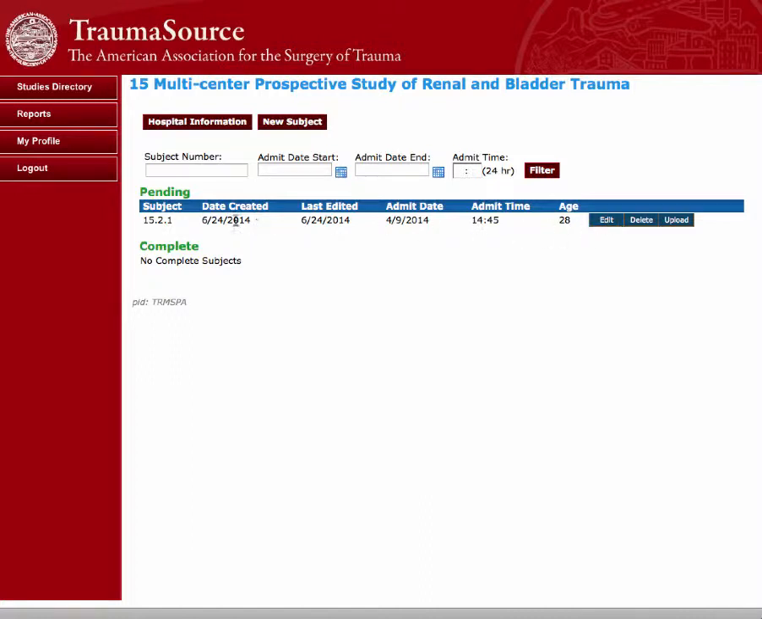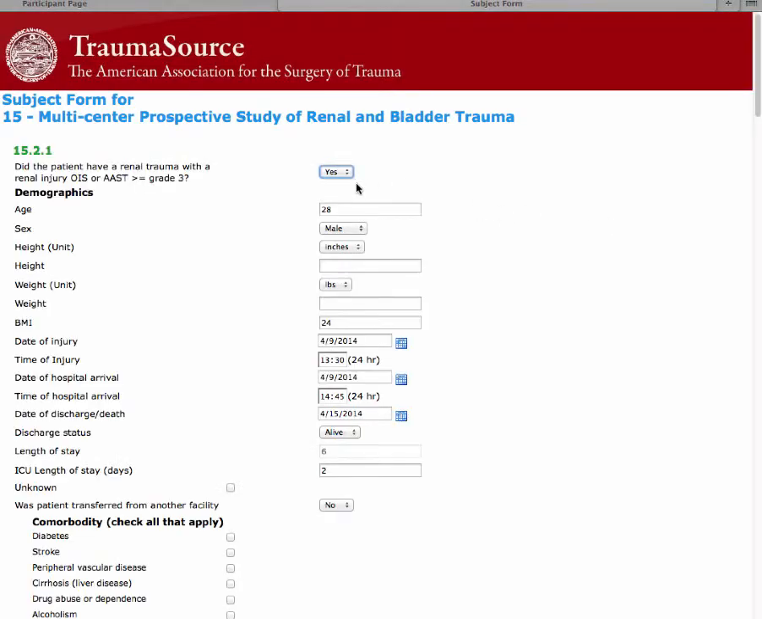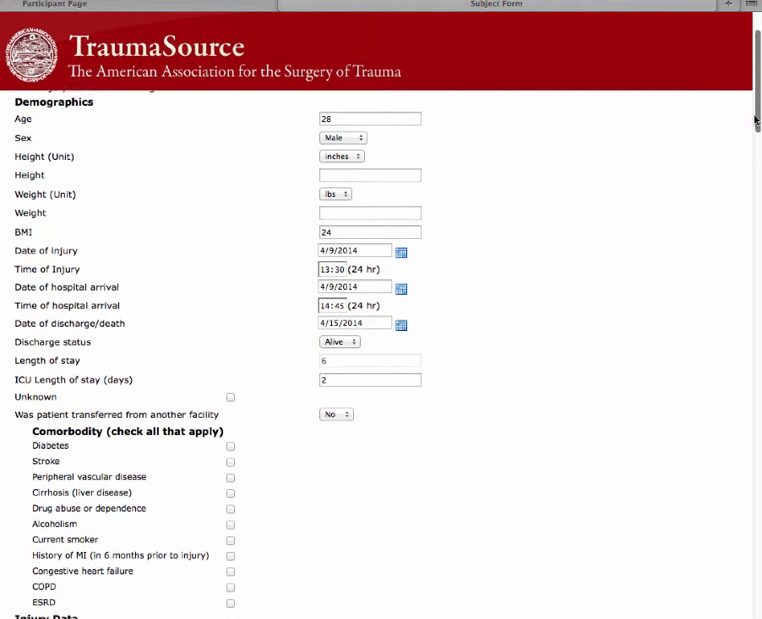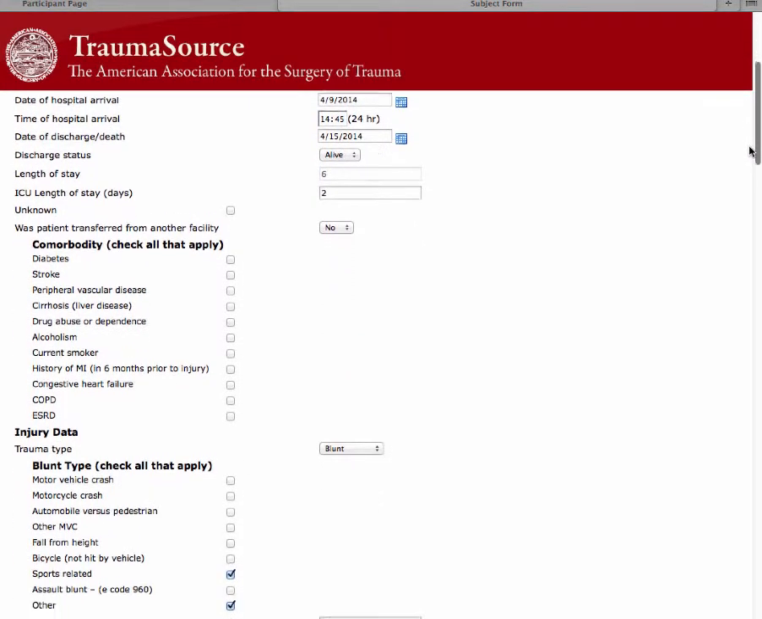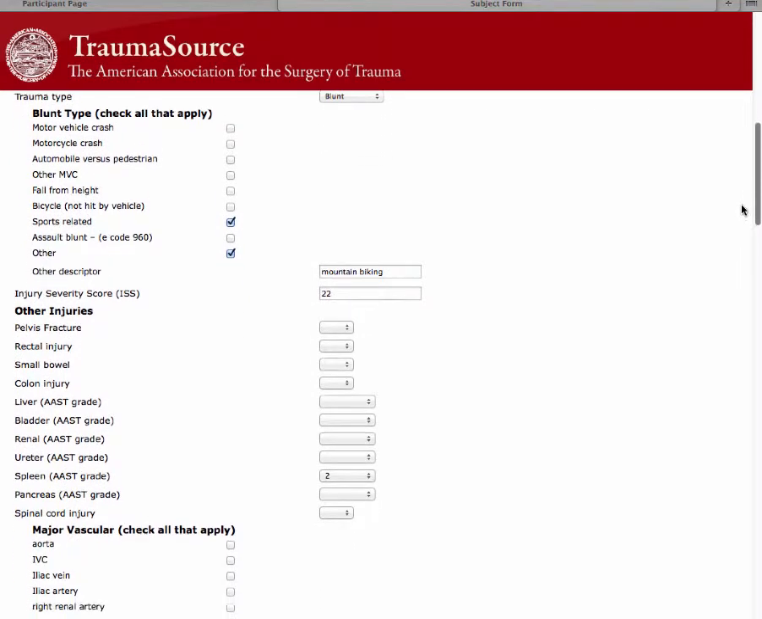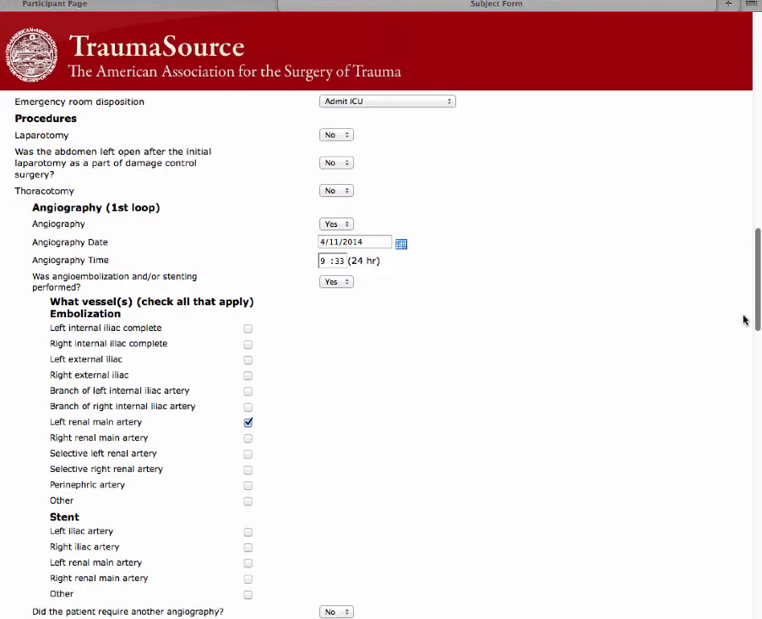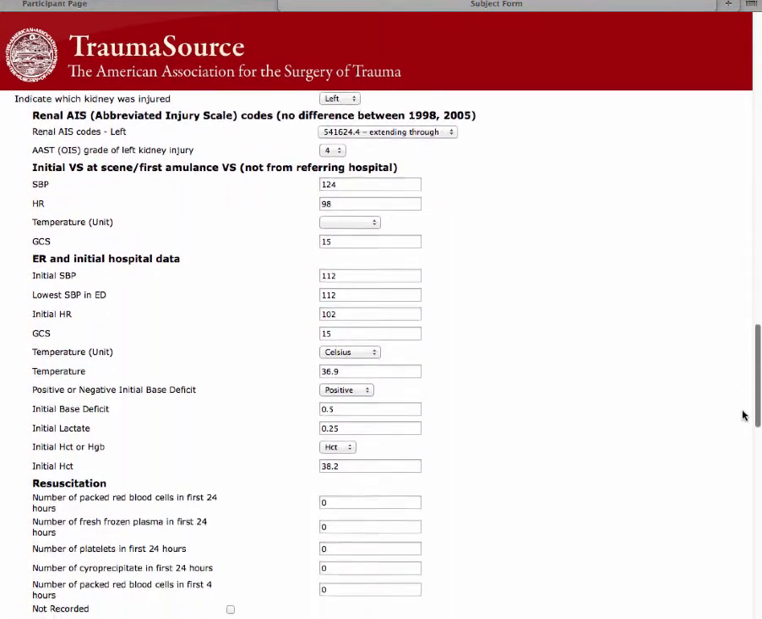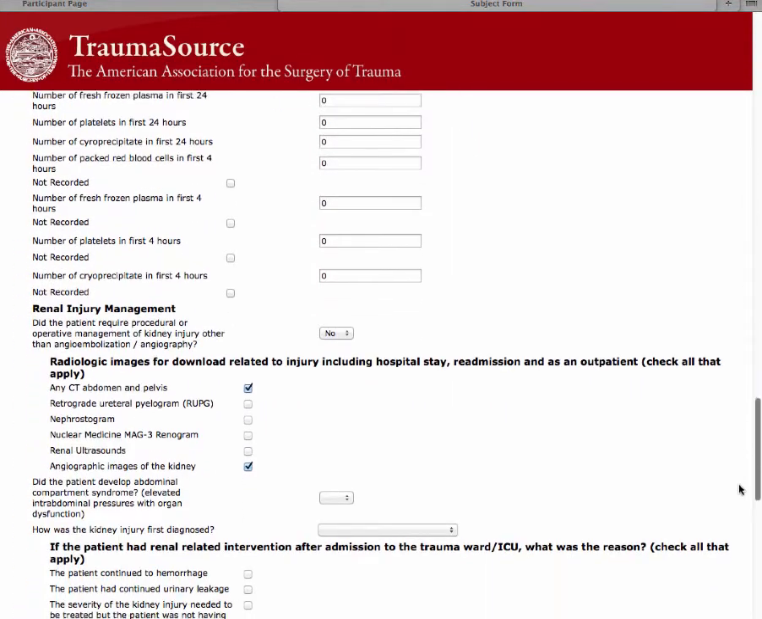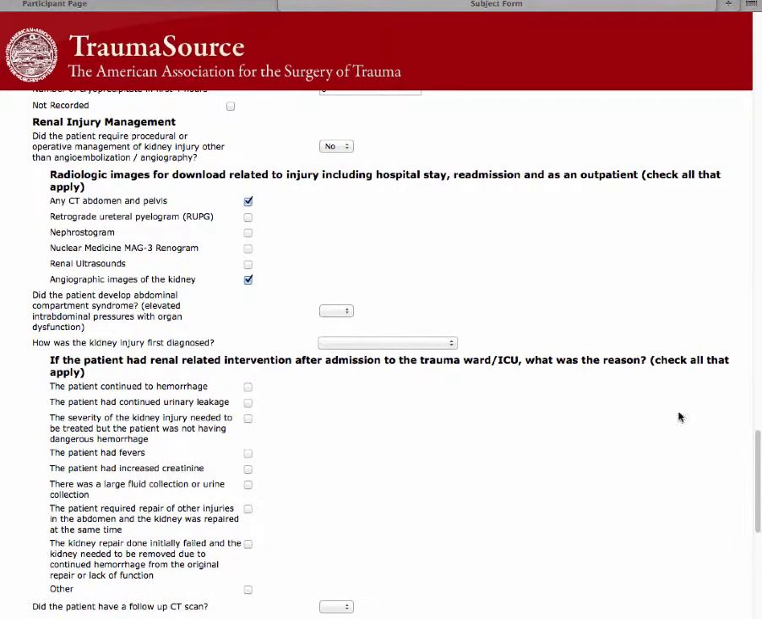So this is our current renal trauma subject. We'll go to edit this and it'll bring up the patient's record. Here's the data that's been entered by the individual that placed the basic demographic data abstracted from the trauma registry into the record. And we'll scroll down till we get to the advanced questions. The advanced questions for renal trauma pretty much start with this section here.